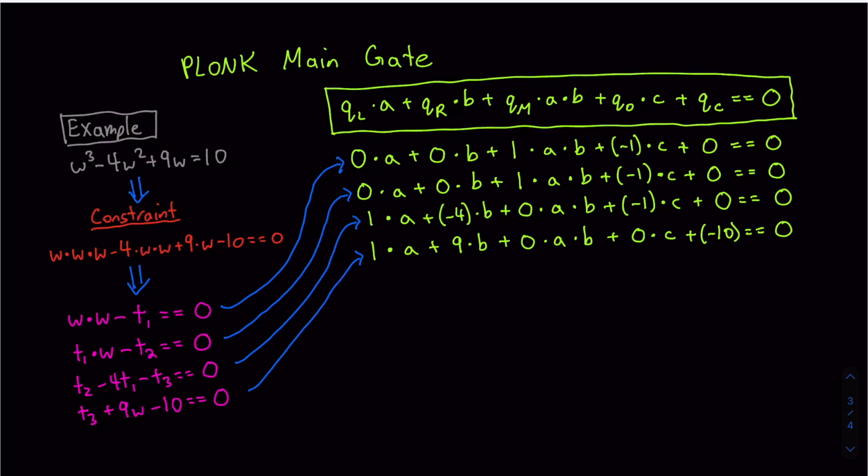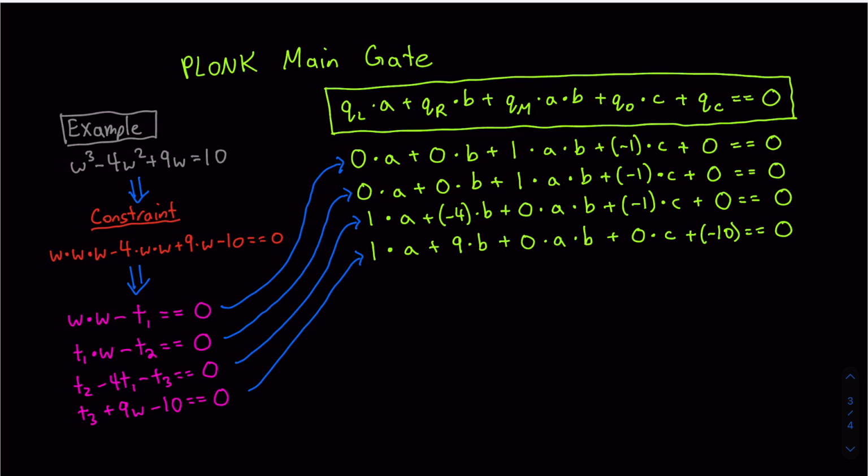The selector coefficients are ql equals 1, qr equals 9, and qc equals negative 10, with the rest of the q's equal to 0. Since qo is 0, and 0 times anything is 0, it doesn't matter what c is. Plugging it in, we get 1 times a plus 9 times b plus 0 times a times b plus 0 times c minus 10 equals 0. And that exactly reproduces our final constraint.